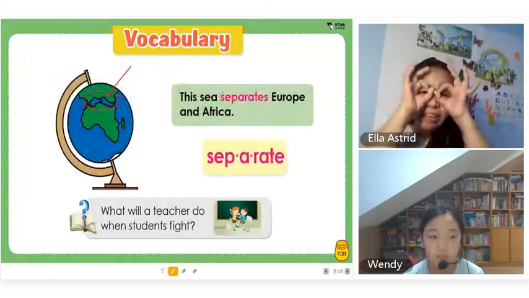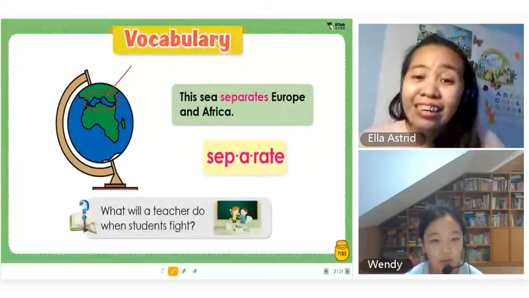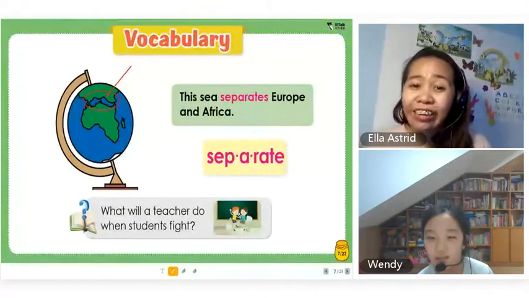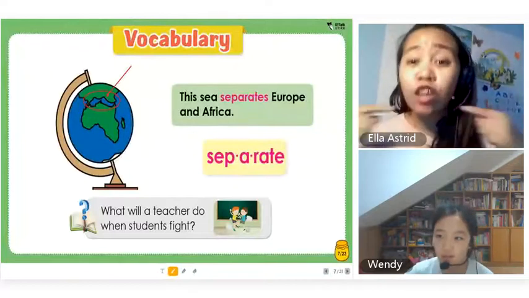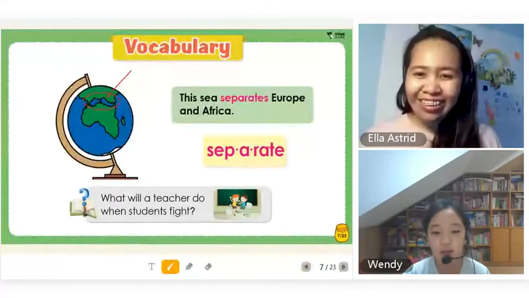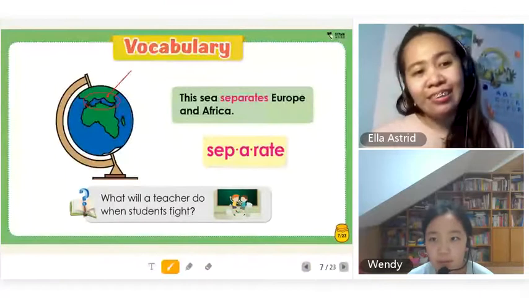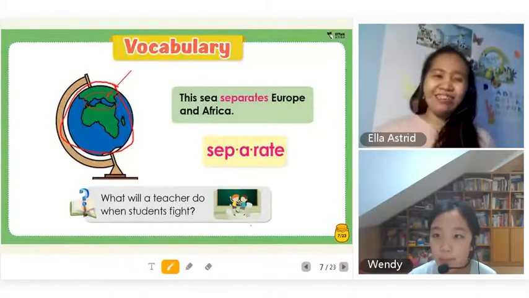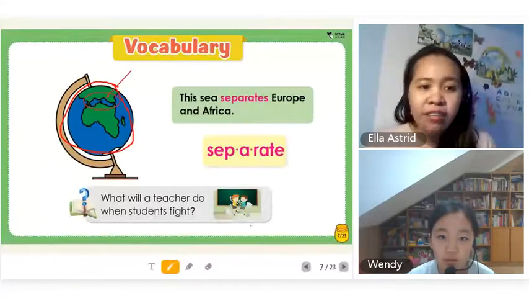Okay, so now, Wendy, let's move now to the next page. Look, Wendy, what is that? It's an earth. And it's the representation of earth. It's called the globe. Globe. Oh, yes, globe. Do you have this one at school? Do you have a globe? Yes.